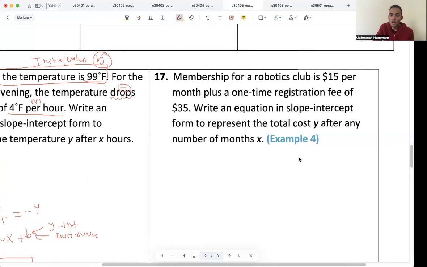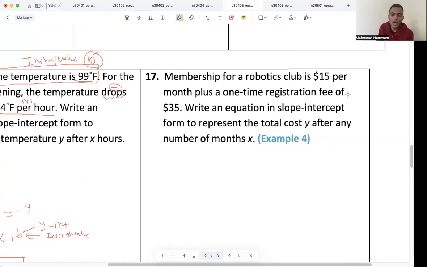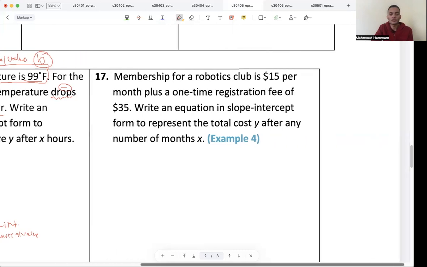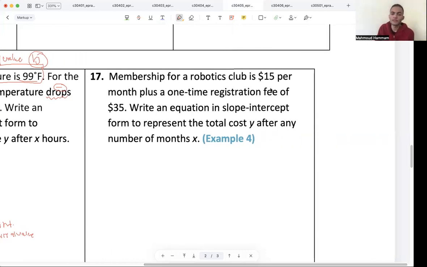Quickly, I would love you to help me in this question, 17. How do I tell if it has an initial value or not? We should read. 17. Membership for a robotics club is $15 per month plus a one-time registration fee of $35. Write an equation in the slope-intercept form. So this means that he wants y equals mx plus b, but we do not know if it has a b or not. Form to represent the total cost y after any number of months.